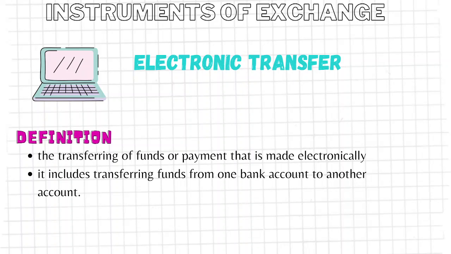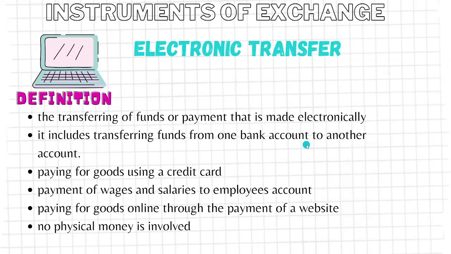And this is basically electronic transfer. This is the transferring of money, funds, or payment that is made electronically. It includes transferring funds from one bank account to another account. So things like Cash App. Or if I want to send you money online from overseas, I could just ask you for your bank information, and I will send the funds to you.